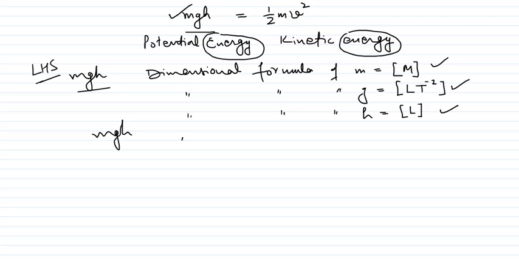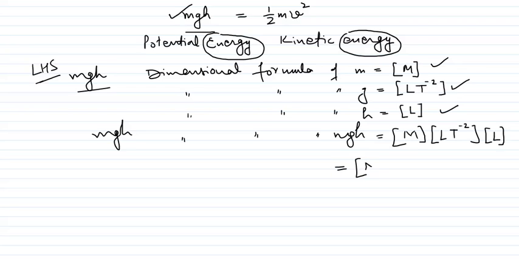Now we can write down the dimensional formula of MGH. It will become M, which is the same, L squared, T is also the same, minus 2. So therefore the dimensional formula of MGH becomes ML2T minus 2.